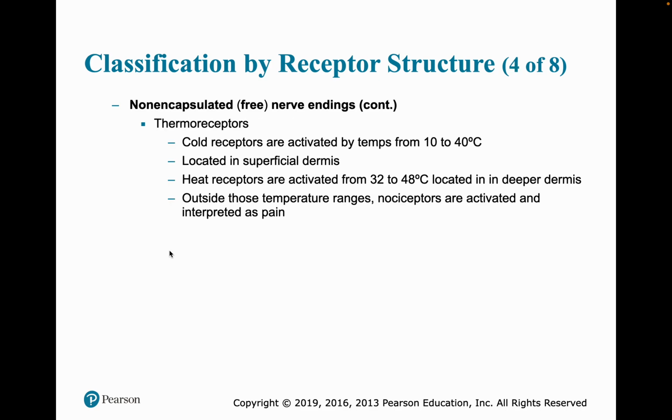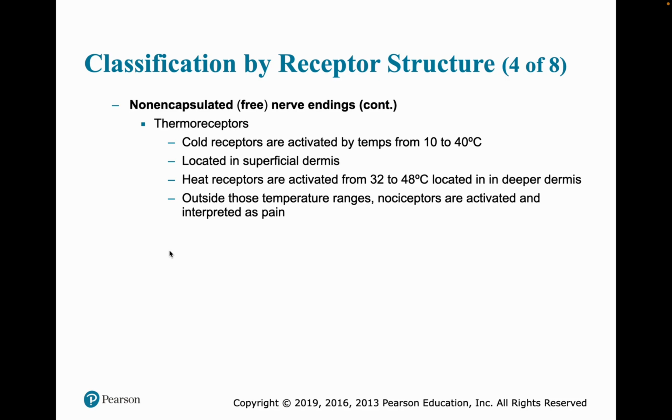Thermoreceptors come in two different kinds. There are cold receptors and heat receptors. The cold receptors are activated by temperatures between 10 and 40 degrees Celsius. Remember, this is Celsius if you're used to Fahrenheit. They're located in the superficial dermis. The heat receptors are activated between 32 and 48 degrees Celsius, and they are located in the deeper dermis. Just for reference, 37 is normal body temperature, 37 degrees Celsius.